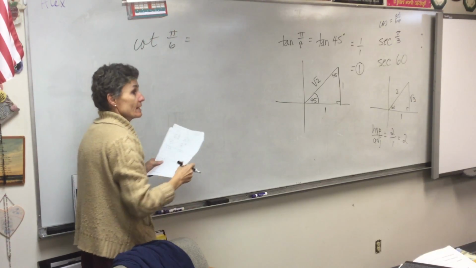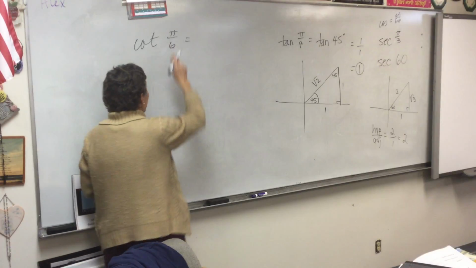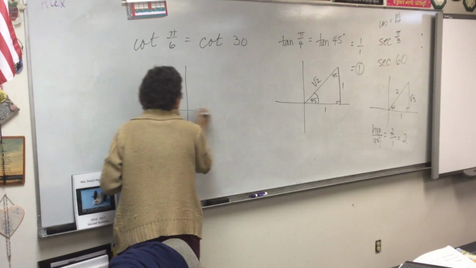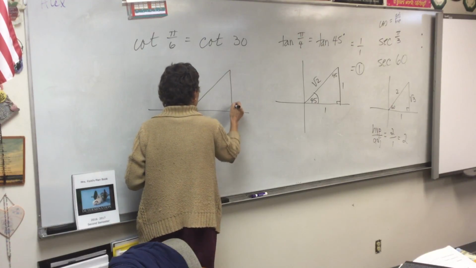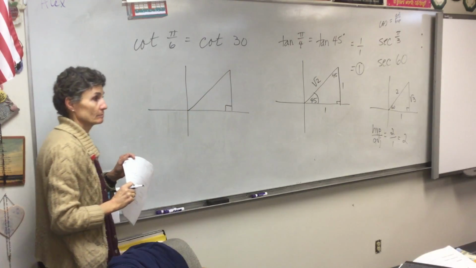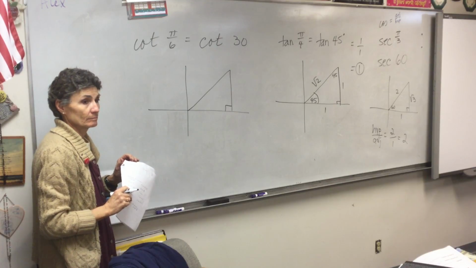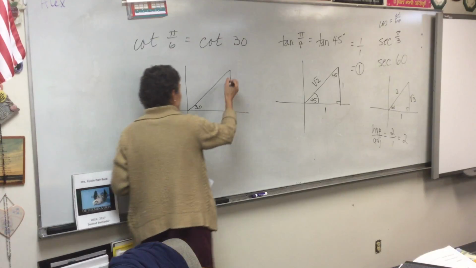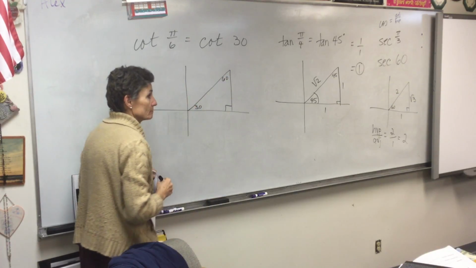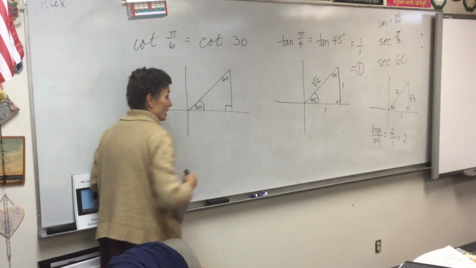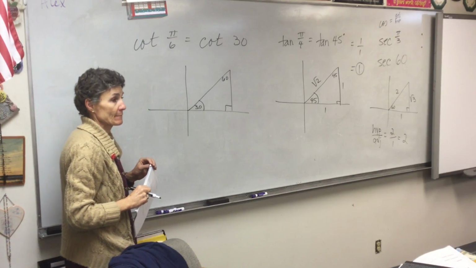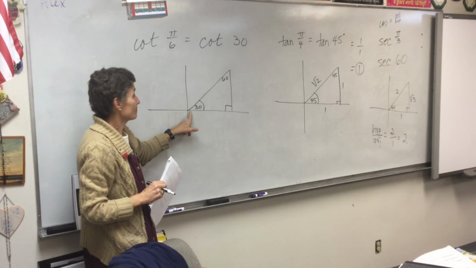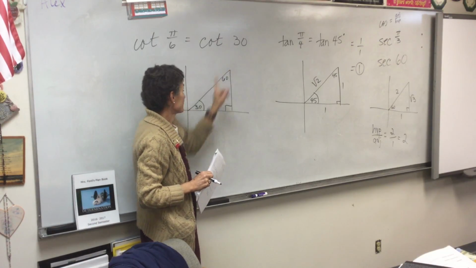What's pi over 6? 30. 180 divided by 6, so that's the cotangent of 30. So here's my triangle. This is my 30. This is my 60. But my 30 is the important one. That angle always is the one you put right here. Whatever the problem angle is, it goes right here.